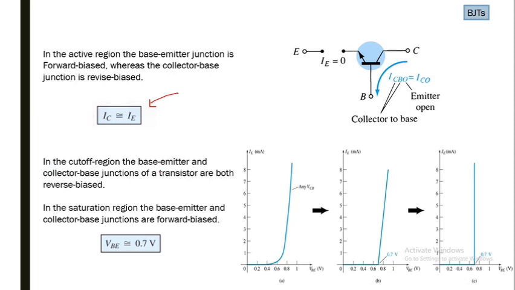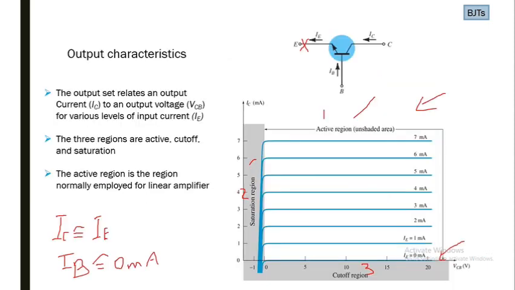In the cutoff region, the base emitter and base collector junctions of the transistor both are reverse bias. In cutoff region, as you can see, we are in this third region. Base emitter and base collector, both junctions are reverse bias, so IE and IC both are equal to 0. And in saturation region, base emitter junction and base collector junction, both are forward bias.